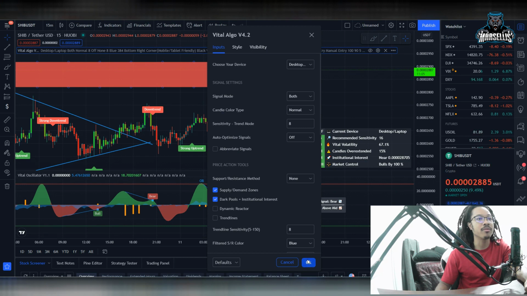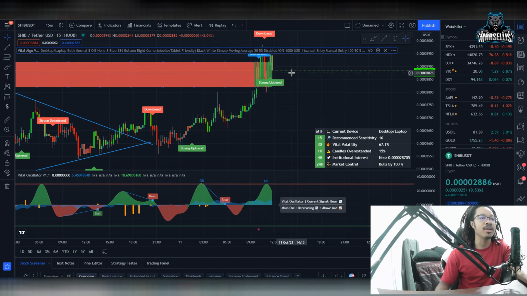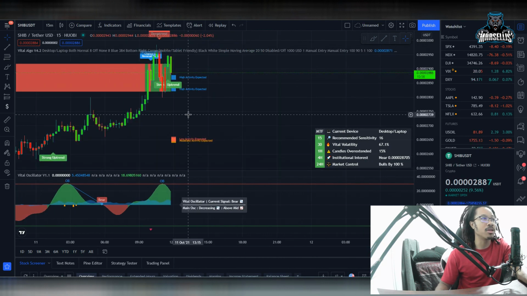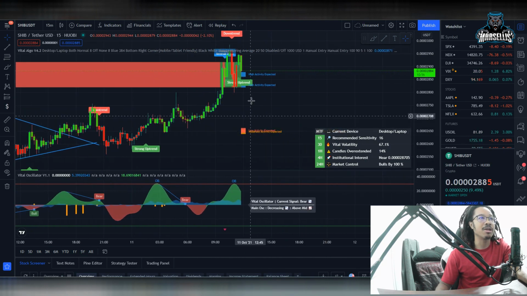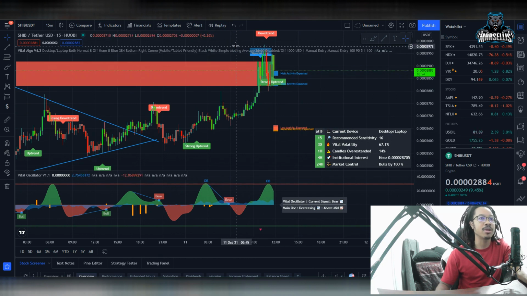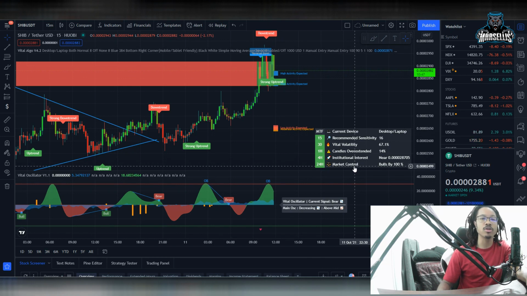Watch when we turn it right back on. You'll see that it's highly expected that there's a lot of whales buying in right here. So there is a big pump that's about to go into Shib right now. And this is about to be pretty big because there's high activity expected. The bulls are in control for the 24-hour period by 100% of market control. So bulls have 100% market control.